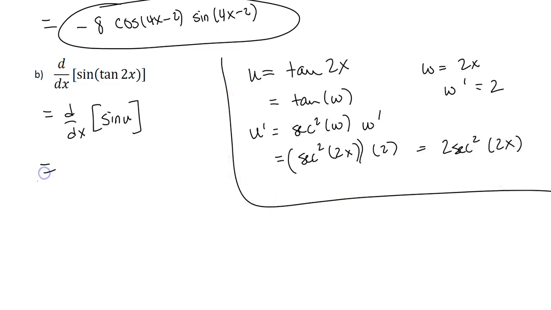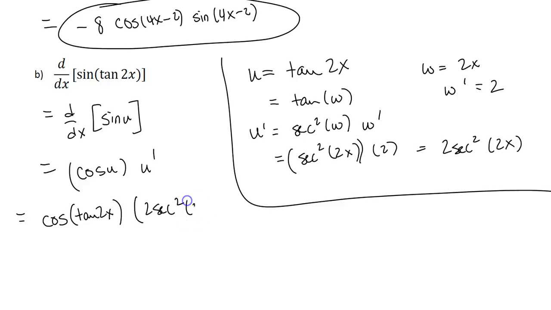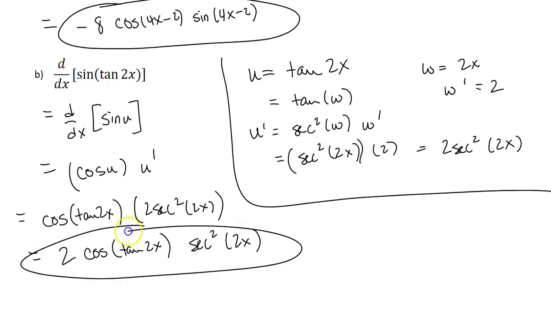So the derivative with respect to x of sine of u, coming back to the beginning, is going to be cosine of u times u prime. So that's cosine of, now u, remember, was tangent of 2x. And then u prime is going to be 2 secant squared of 2x. So this is, if you just bring the 2 out front, 2 cosine of tangent of 2x times secant squared of 2x. And that is my answer there.